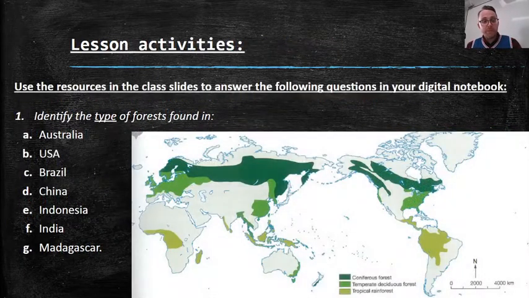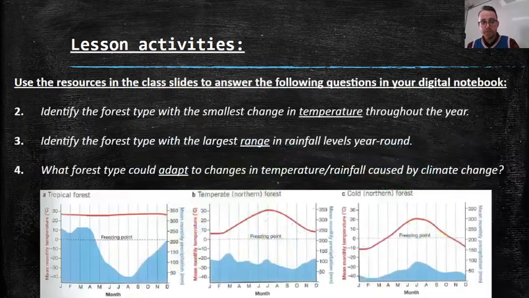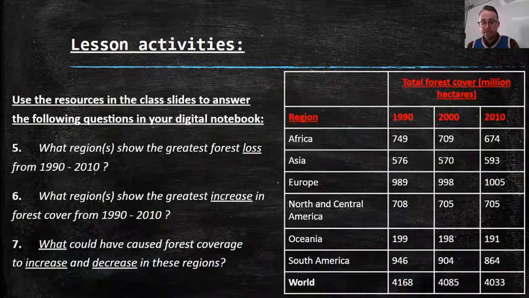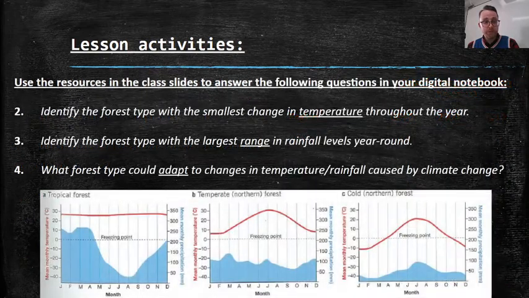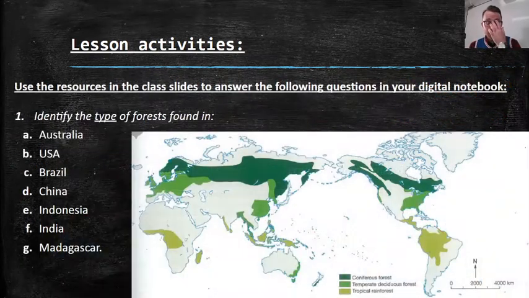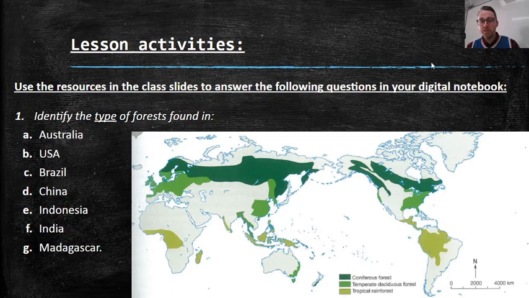So that's a bit of information about forest environments. Now we've got some really straightforward, really simple questions. 7 questions, VC level stuff. It's almost double-digit questions. And I'll walk you through these, and of course you're going to be completing them in your digital notebook. Question 1.